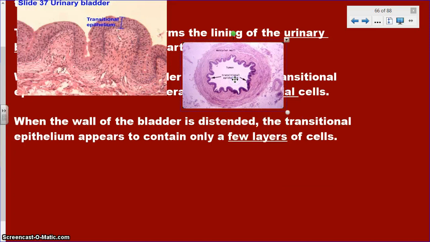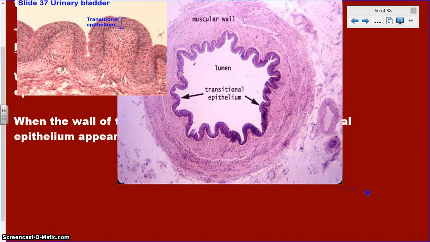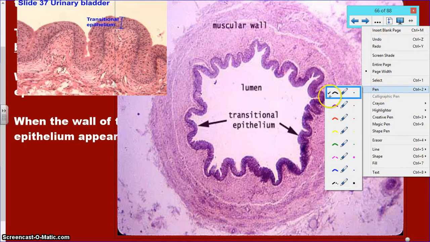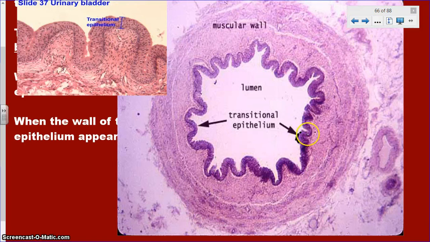Here's another view of it. All right, the lumen refers to the space inside. That's going to be your free surface area. And so right now there's not a lot of urine in there. And what would happen is this part right in here would start to stretch. You wouldn't have all of these little passageways inside of here. They'd get further and further apart, and it would look more and more rounded.